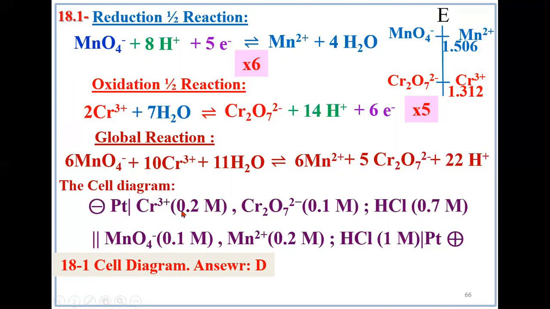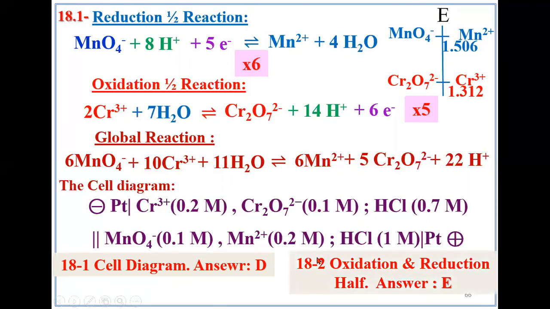There's also a minus on the oxidation half and plus on the reduction half side. They asked us in 18.2 for the oxidation and reduction half reactions, and here they are in their balanced form. And the global reaction is the addition of both of these, once I've multiplied the upper by 6 and the lower by 5 to balance the electrons. And look at the answers there. The answer would be B.